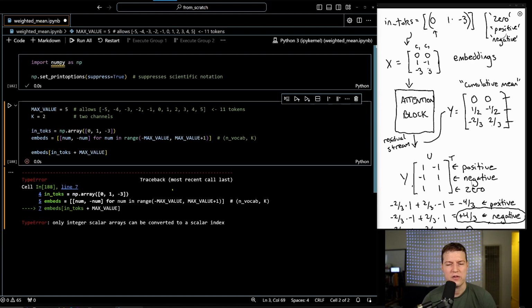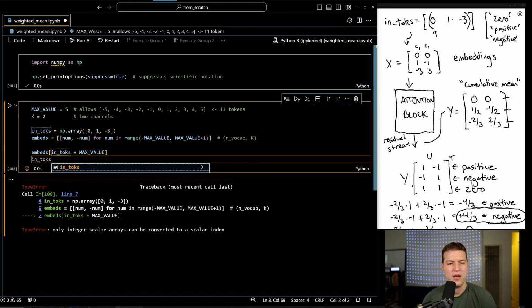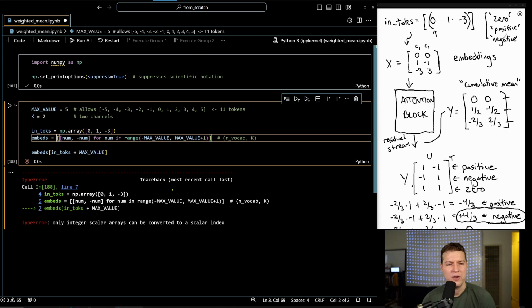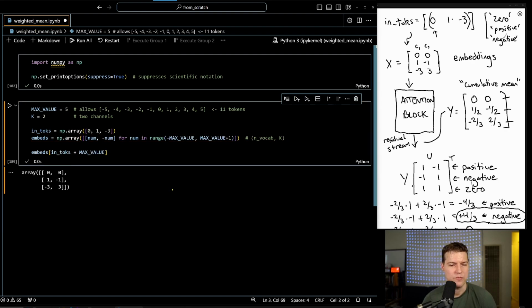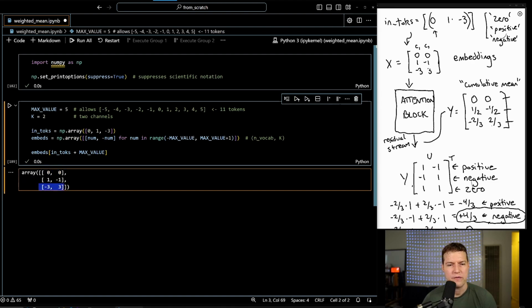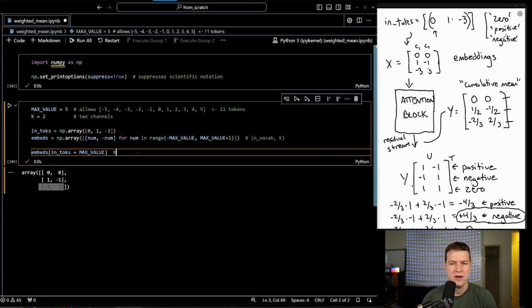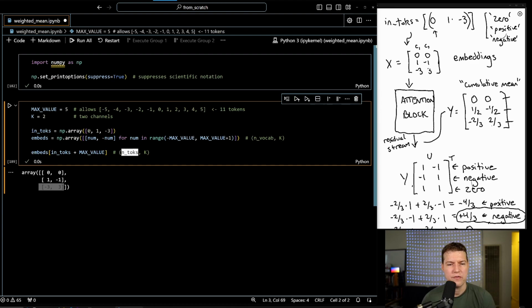Uh-oh, only integer scalar arrays can be converted. Now, if you get this, you see, I forgot to convert my embeds to an ND array. And now it works as expected. All right, so I've got a 0, 1, and -3, and that corresponds to my 3 input tokens. What's the size of this? Well, the size of this is n tokens by 2 channels each. So I have n tokens rows because I have 3 input tokens, and then I've got 2 channels along.